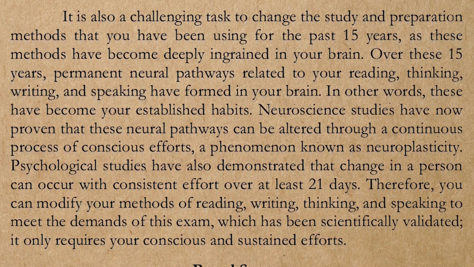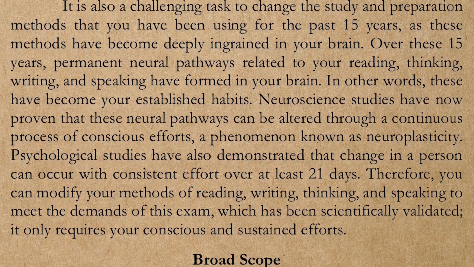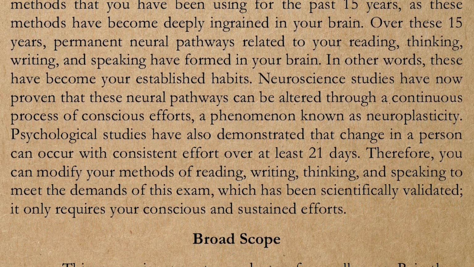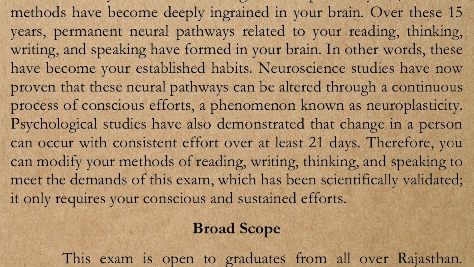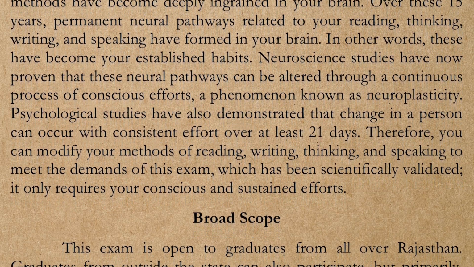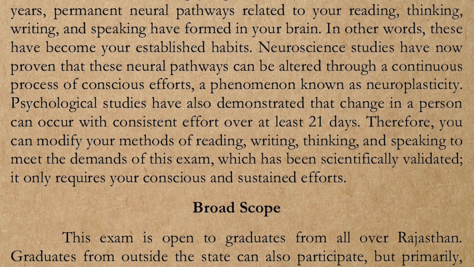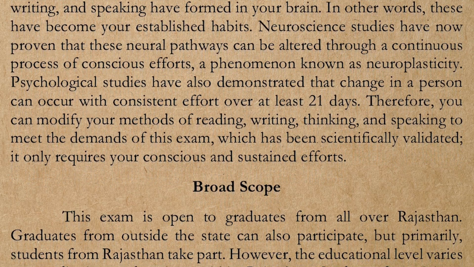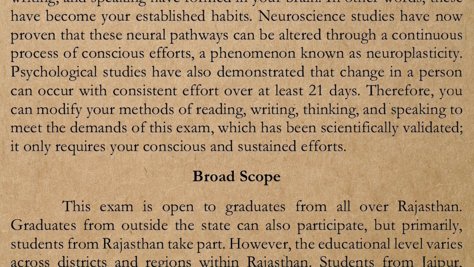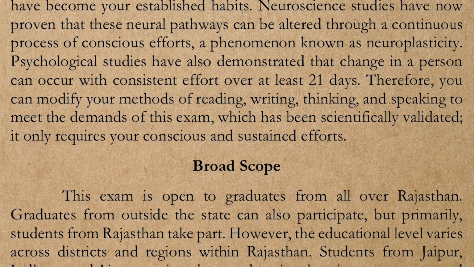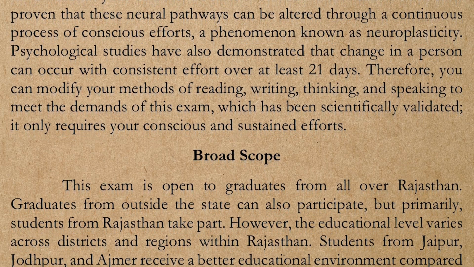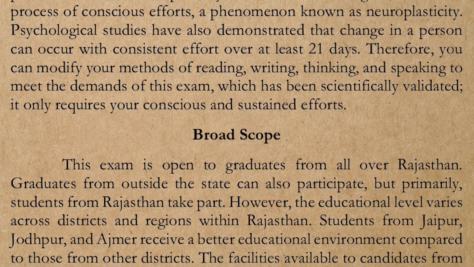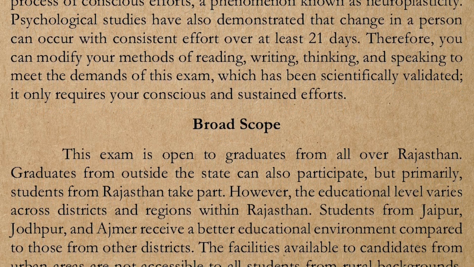Neuroscience studies have now proven that these neural paths can be altered through a continuous process of conscious efforts, a phenomenon known as neuroplasticity. Psychological studies have also demonstrated that change in a person can occur with consistent effort over at least 21 days. Therefore, you can modify your methods of reading, writing, thinking, and speaking to meet the demands of this exam, which has been scientifically validated. It only requires your conscious and sustained efforts.